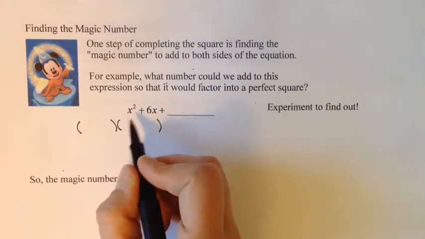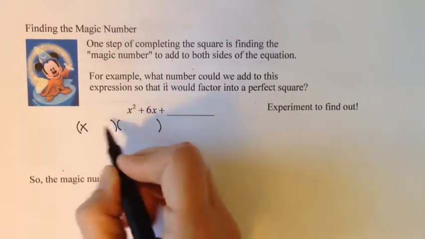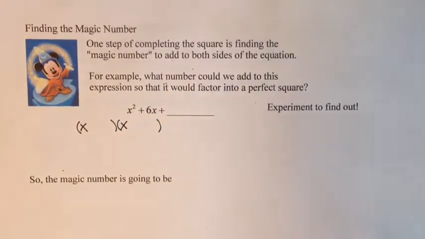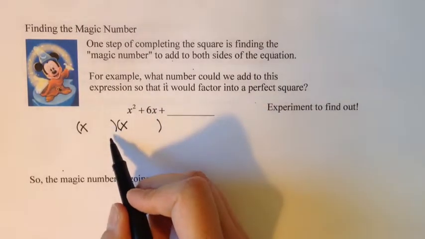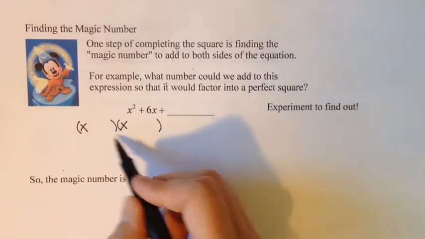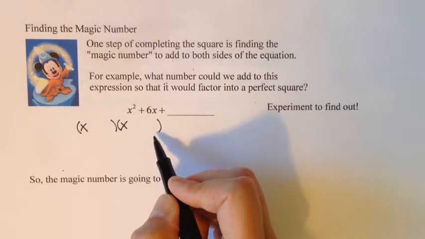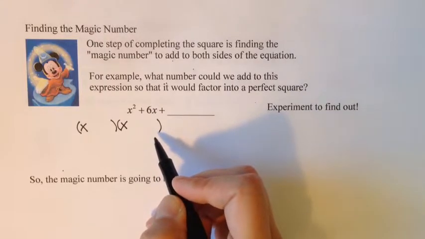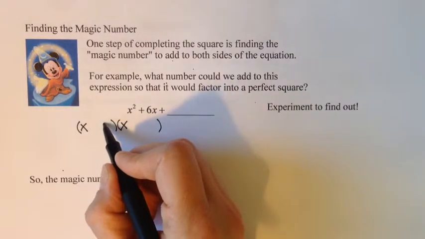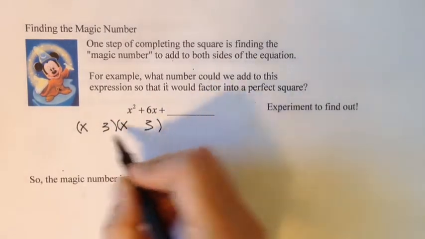Since my first term is x squared, I know that my first two terms will be x and x. Now, my last two terms have to add together to be 6, but they also need to be exactly the same number. The only number that adds to itself to be 6 is 3, which is half of 6. I'm going to put my 3's here.